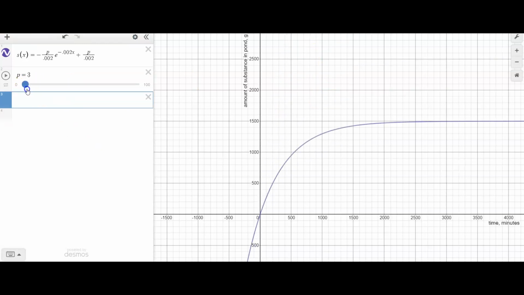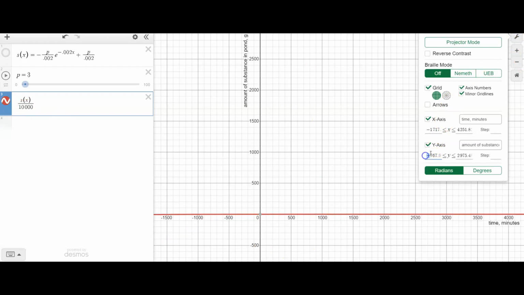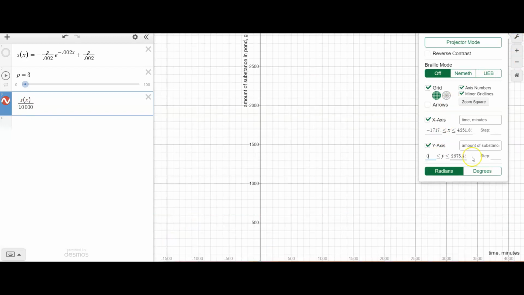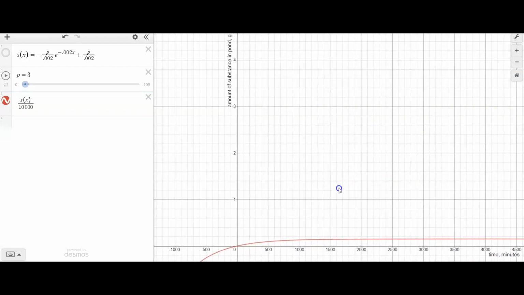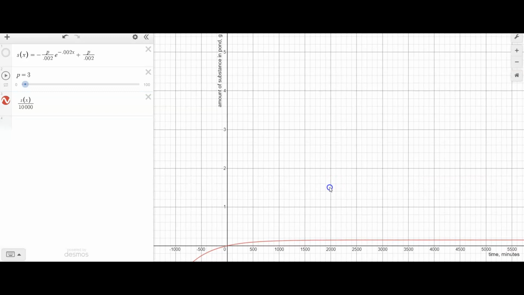So rather than graph s of x, I don't want to look at the total amount of the substance in the pond, I want to look at the concentration of it. So I'm not really even interested in this curve here. What I'm really interested in is s of x divided by the volume, which is 10,000. That's going to produce a really flat curve. I'm just going to change my y-axis from 0 up to 5.